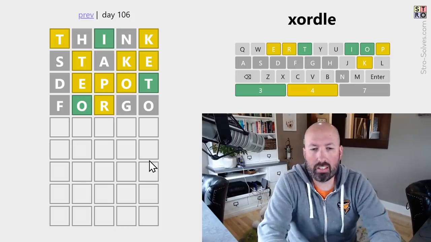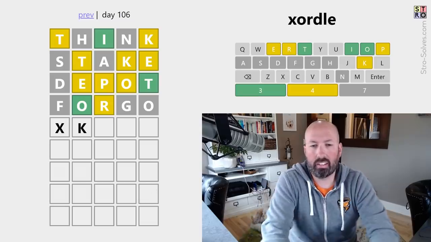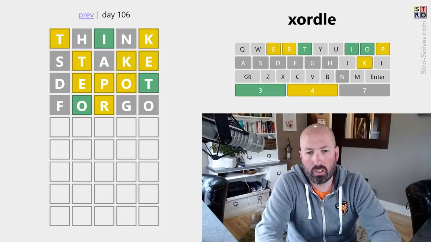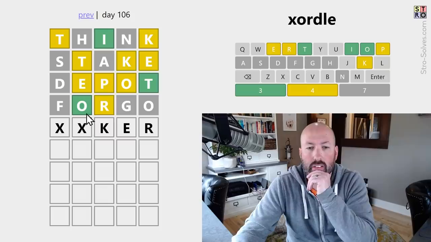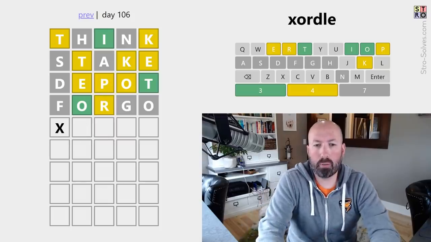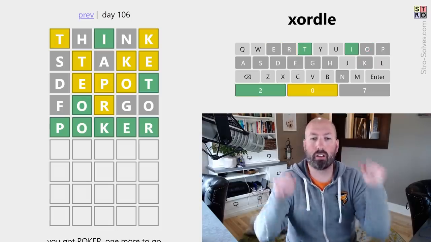Okay, if the K is second, what's gonna come before the K? I think it's gotta be either first or third. Could be something like this, like... oh, it can't be maker. But... poker. Poker would be good. Let's go with poker. Oh, good. Poker is one of them.